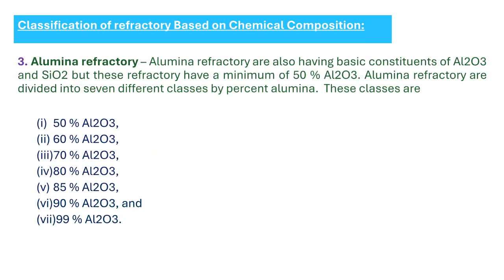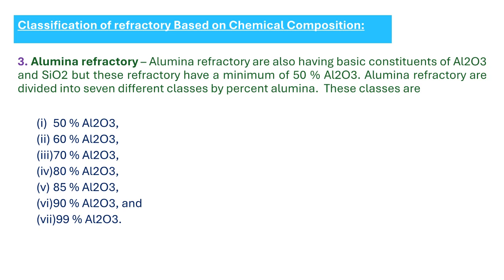Now let's move on to alumina refractories. These refractories are made from aluminum oxide and silicon oxide, but what sets them apart is that they contain at least 50% alumina. That higher alumina content gives them superior performance compared to regular fire clay refractories, especially at high temperatures. Alumina refractories are classified into 7 groups based on alumina percentage.